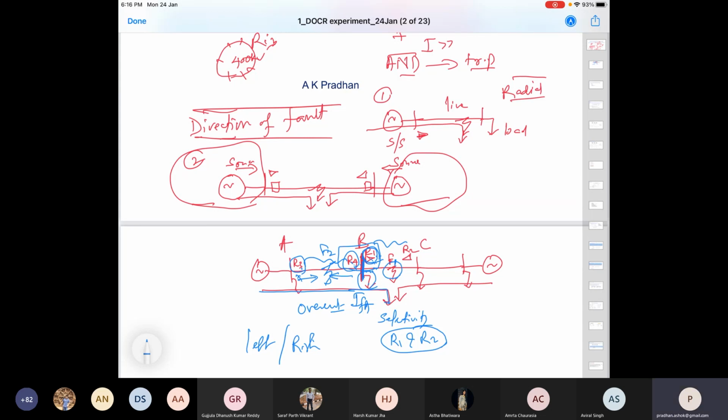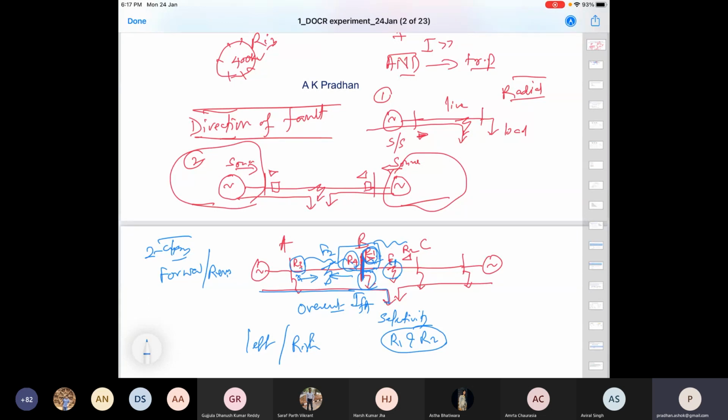So we now say this is a two-class problem. Left or right? In relay terminology we call it forward or reverse. For R1, F1 is forward and F2 is reverse. And for R4, F2 is forward and F1 is reverse. If you remember, one way of achieving this is through the CT polarity connections that we were discussing.